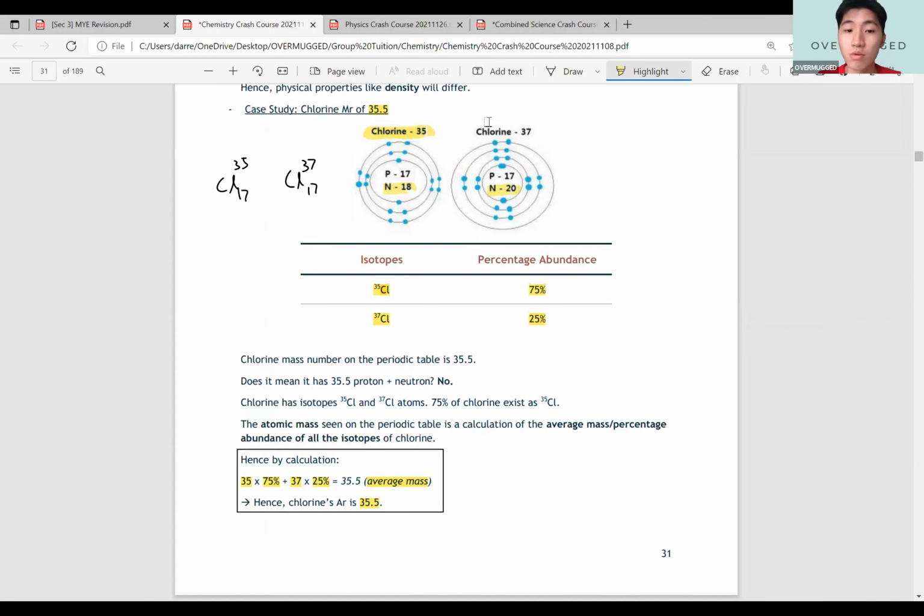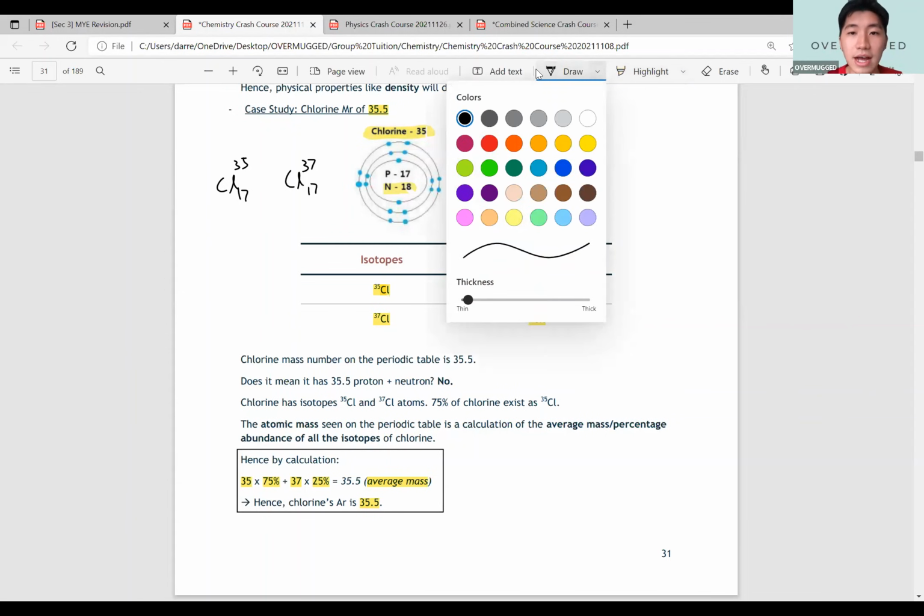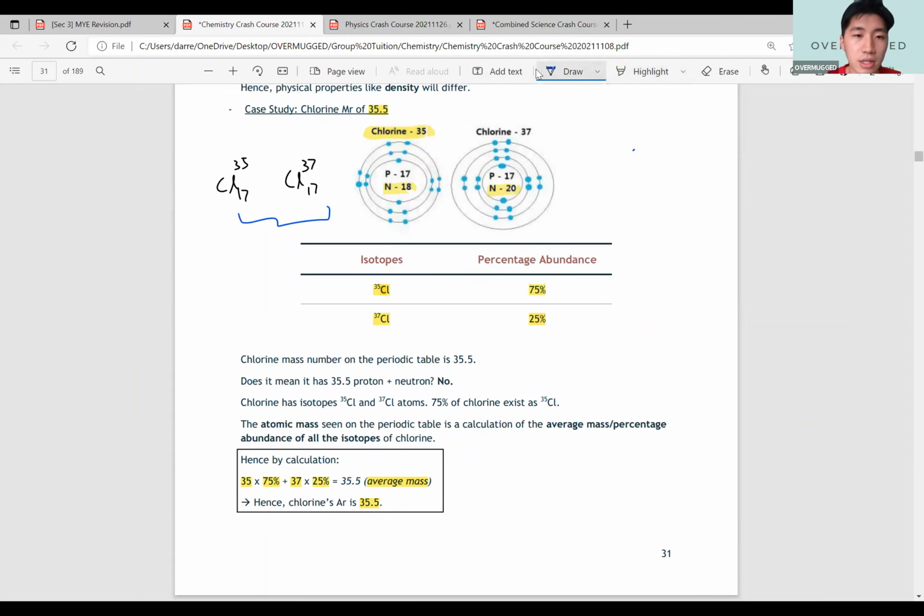If you have your textbook with you, you might want to write that down. Isotopes means that there are different versions of the same element, chlorine 35, chlorine 37. The 35.5 is simply the average mass after I do my calculation. So this is average mass. That's how I get 35.5.